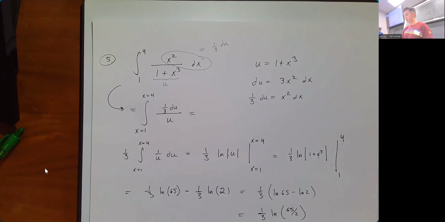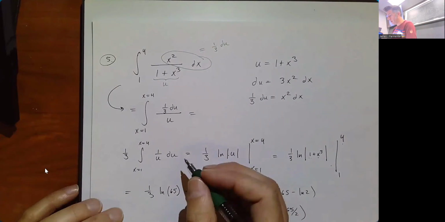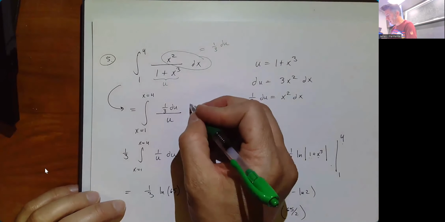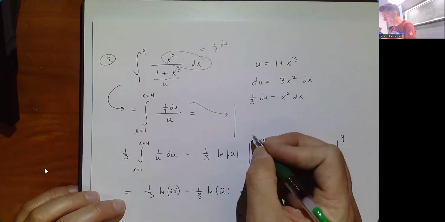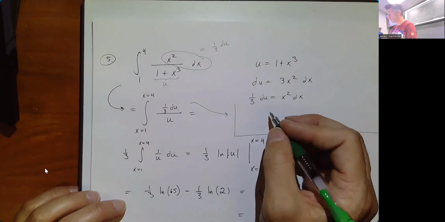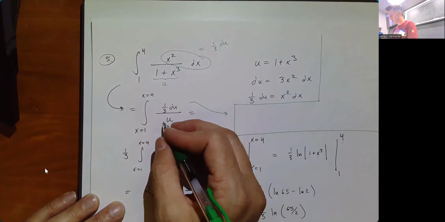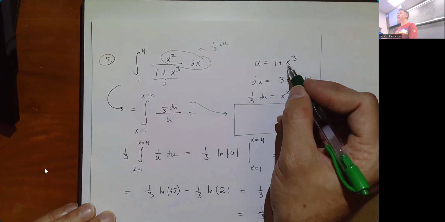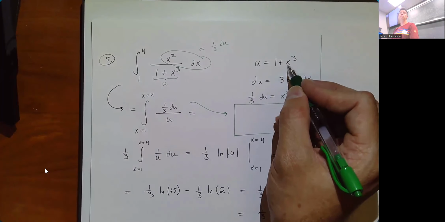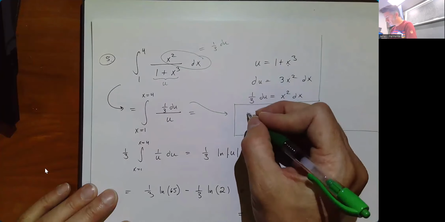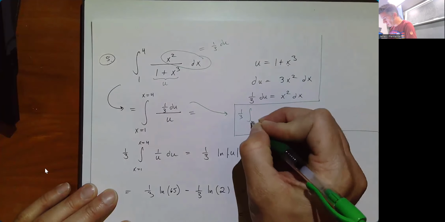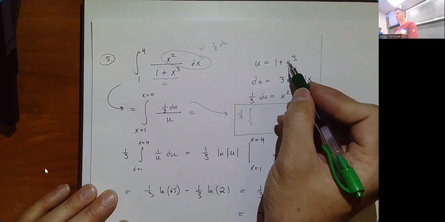Just let me point out, instead of doing this, we could have done this instead. We could have said, I don't want to do that, I want to do it the better way that we've been doing. So the other way you could do this is to change my bounds. If x is equal to 1, everybody, what's u equal to? 2. And if x is equal to 4, what's u equal to?